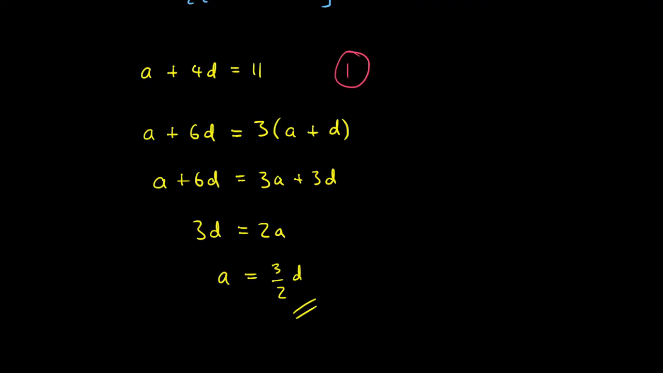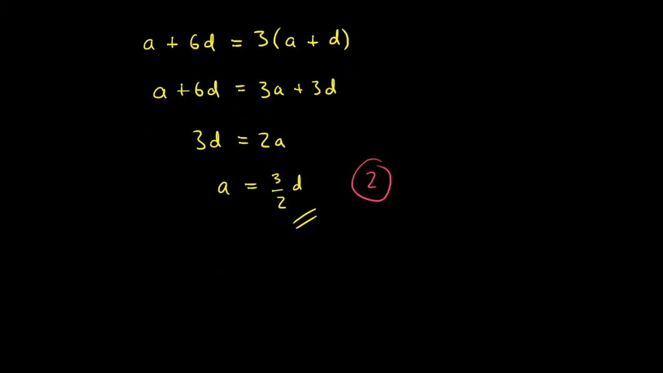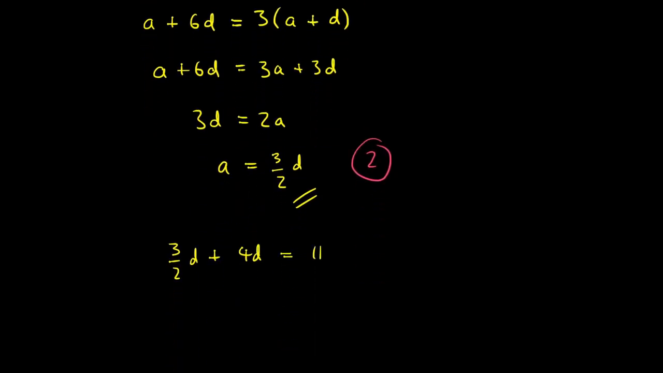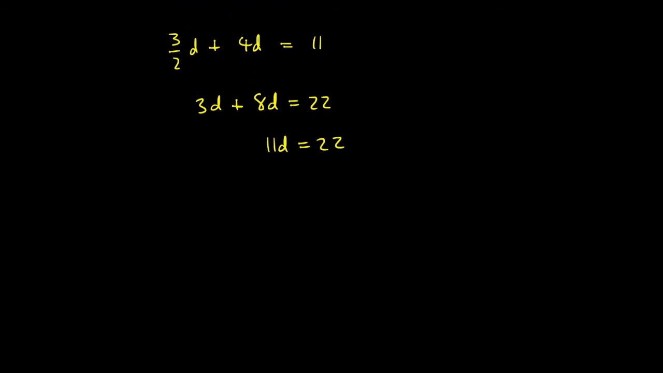Well, what I'm going to do is take that second equation and substitute it into my first, so I'm going to get 3 upon 2 d plus 4d is equal to 11. Let me just check that I got that right. Yeah. And I'll multiply everything through by 2, so 3d plus 8d is equal to 22, so 11d is equal to 22, so d is equal to 2.